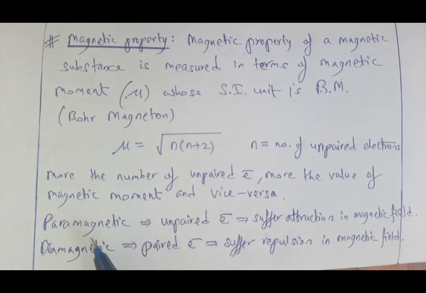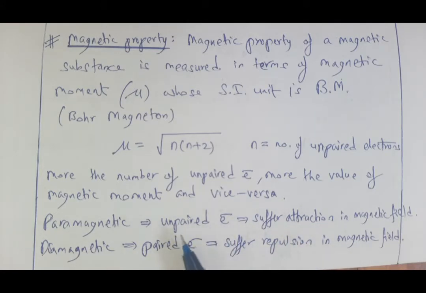Next thing, we need to remember the meaning of paramagnetic and diamagnetic, which is again explained in the solid state chapter. Paramagnetic means unpaired electrons, and those who have unpaired electrons always suffer attraction in a magnetic field. Whereas diamagnetic means paired electrons, and those who have paired electrons always suffer repulsion in a magnetic field.